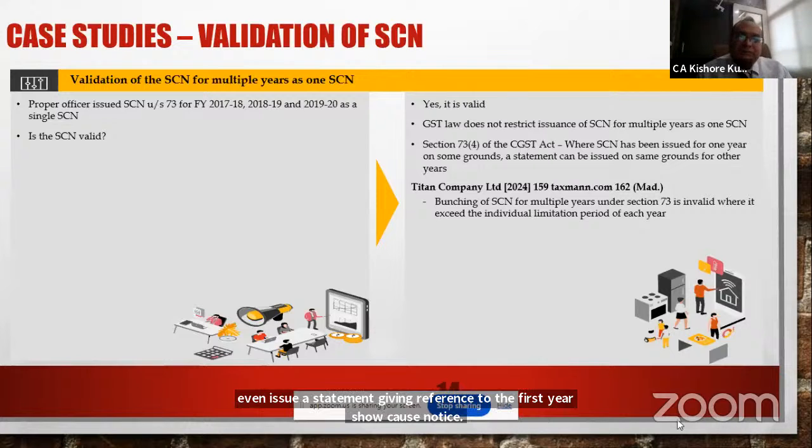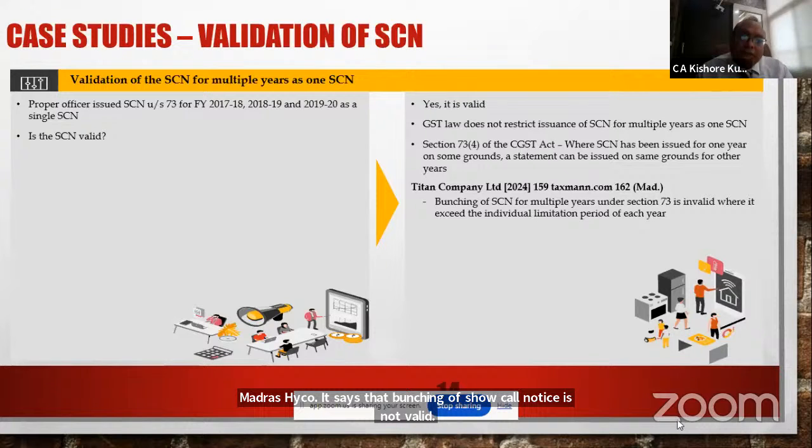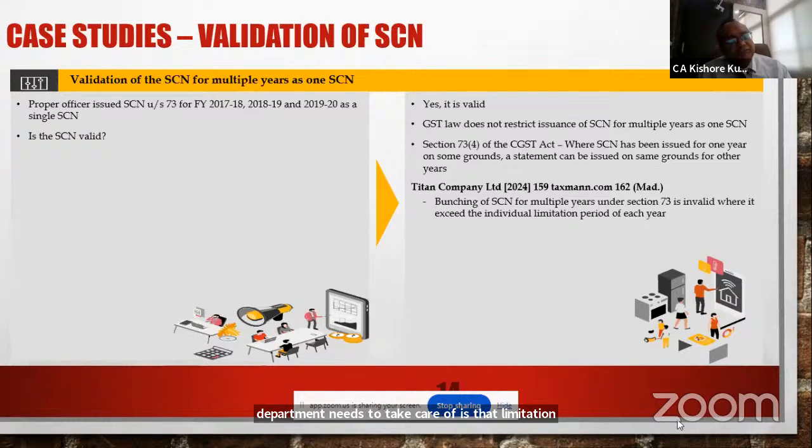However, there is a recent judgment in Titan Company by the Madras High Court. It says that bunching of show cause notices is not valid when the period of limitation has expired. So, friends, while issuing a single show cause notice for multiple years, what the department needs to take care of is that the limitation period should not be expired for any year. If the limitation period is expired, then that show cause notice is definitely not a valid show cause notice, and that is what the Madras High Court has held in Titan Company Limited.